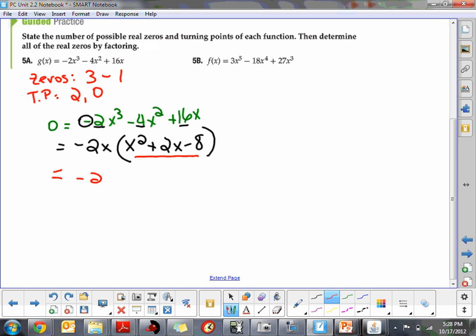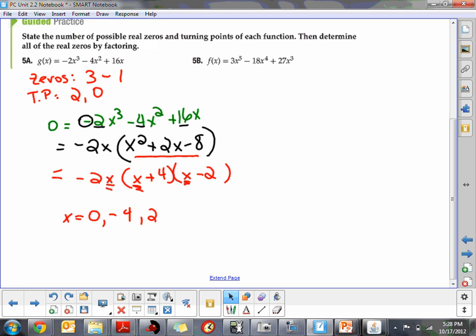So equals a negative 2 times x, and then what are the factors of 8 that give you a 2? So we've got x and x, plus and minus, factors of 8 that are 2 apart, 4 and 2. There's no multiplicity whatsoever in this problem. So what they did is they gave us another example where we can just find the number of zeros. One of the zeros is when x equals 0, when x is a negative 4, and when x is a positive 2. So no real changes here.